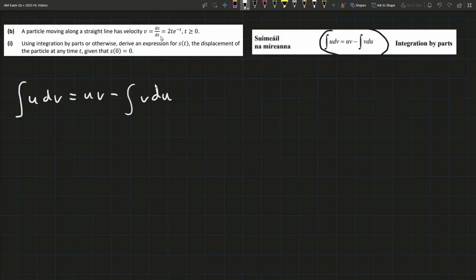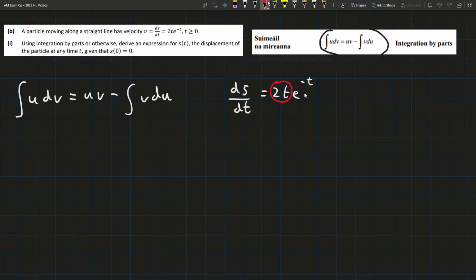Now we need to choose something to be u and choose something to be dv. Remember, u is going to be something that we differentiate to get du, and dv is what we integrate to get v. So we have to choose a u and a dv from this. We have ds over dt equals 2t e to the minus t. I'm going to choose to differentiate 2t. This is going to be my u, because I know if I differentiate 2t twice, we're eventually going to get to 0, which is what we want.